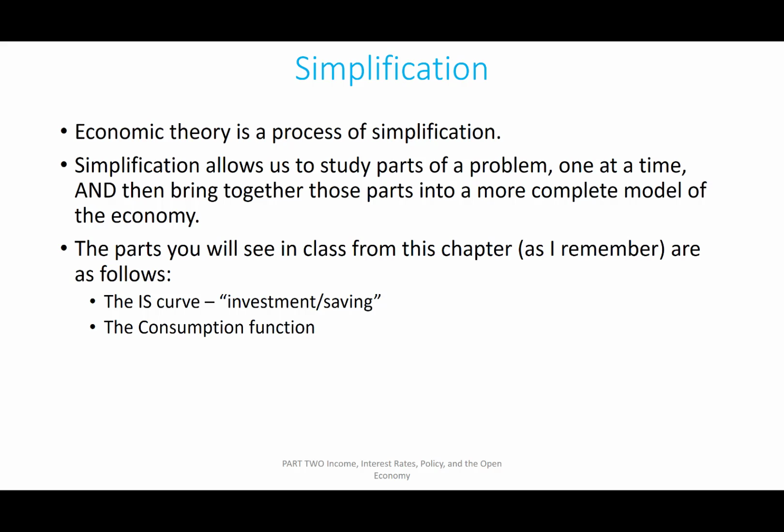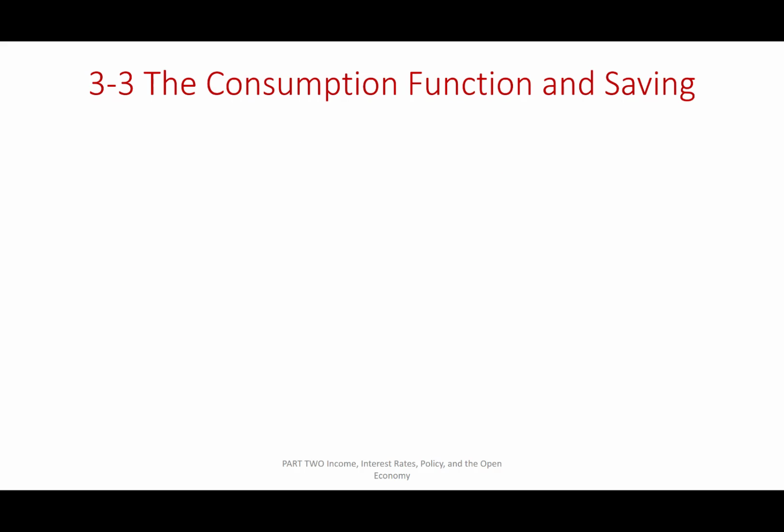Simplification. Economic theory is a process of simplification. Simplification allows us to study parts of a problem, one at a time, and then bring together those parts into a more complete model of the economy. The parts you will see in class from this chapter are as follows: the IS curve and the consumption function. The consumption function and saving.